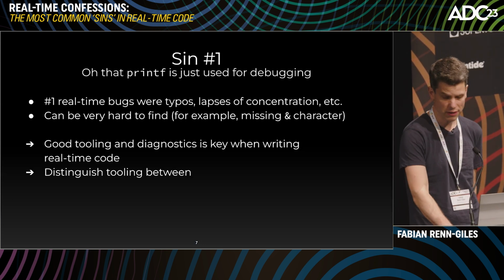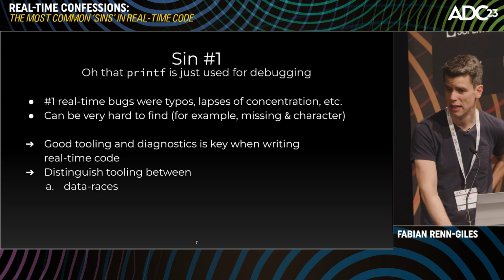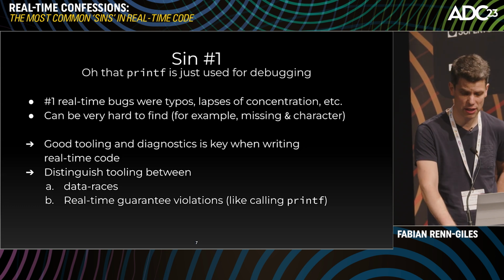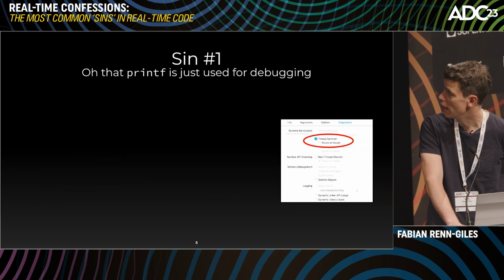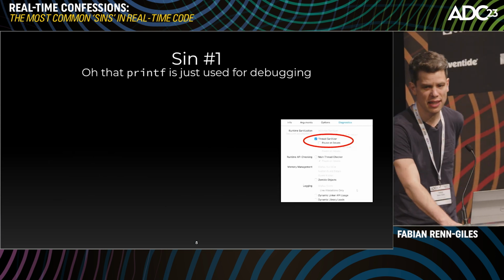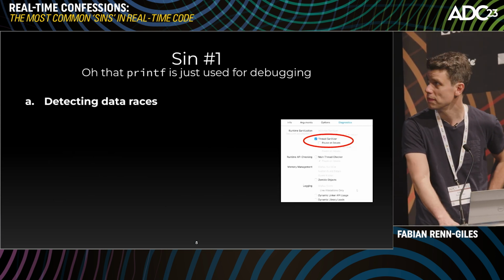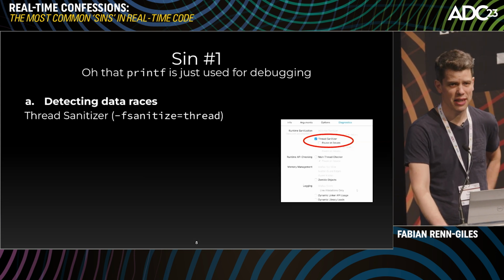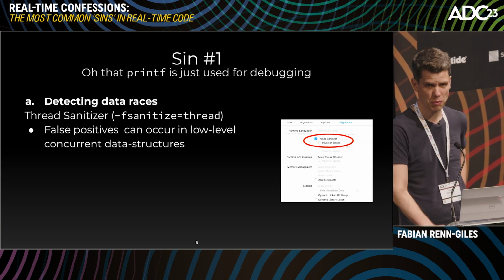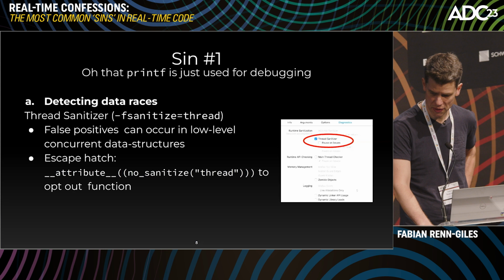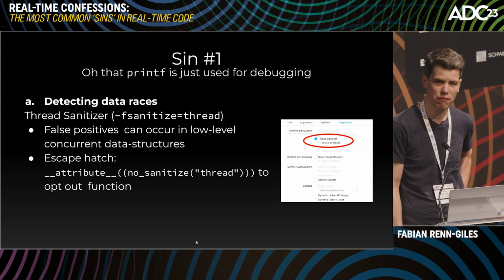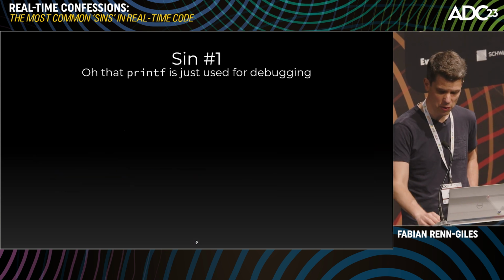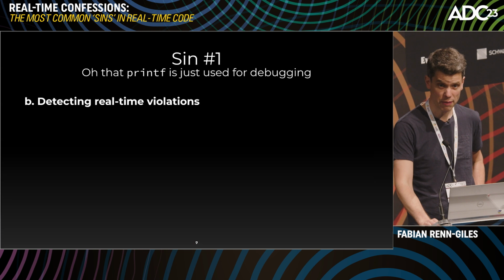And when we talk about diagnostics, there are 2 things I distinguish between: detecting data races and detecting real-time guarantee violations. Data races are fairly easy to detect. You just use the thread sanitizer. It has the downside that in low-level lock-free data structures, sometimes you get false positives. But there I recommend this attribute that you can just slap onto a function, and then it won't analyze that function.